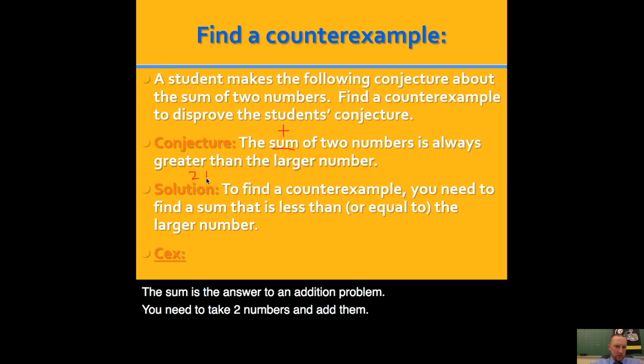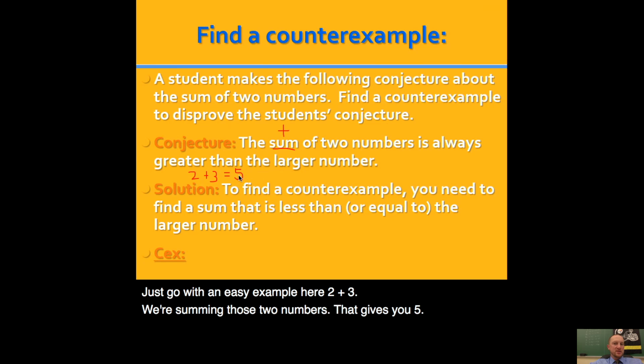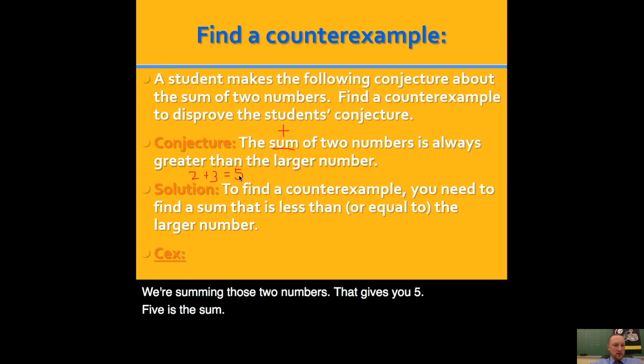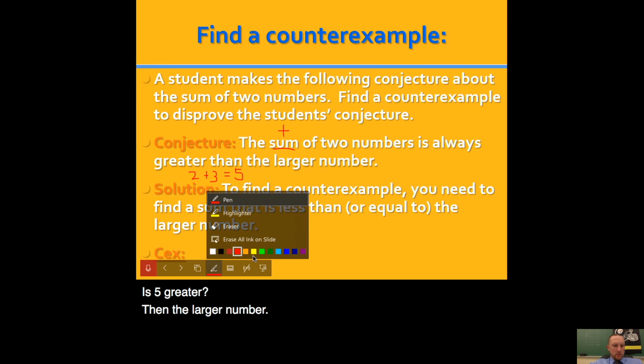Let's go with an easy example here. 2 plus 3. We're summing those two numbers. That gives you 5. 5 is the sum. Is 5 greater than the larger number? It is.